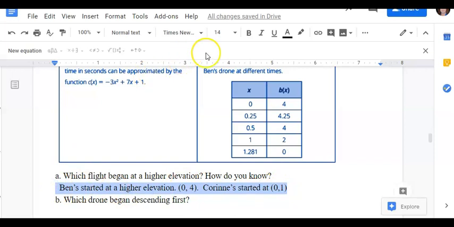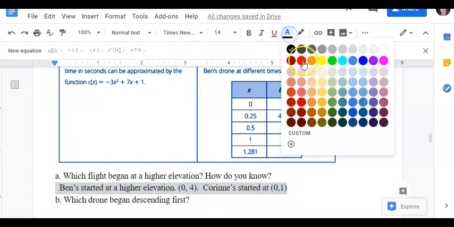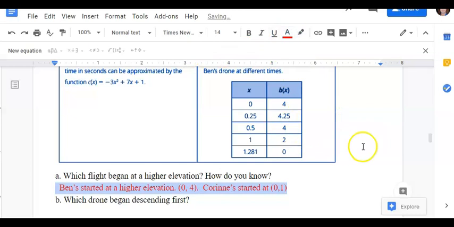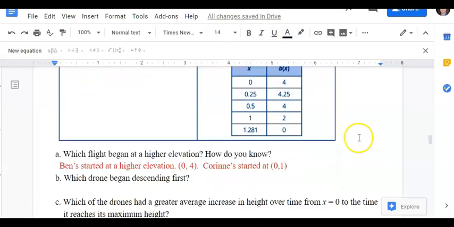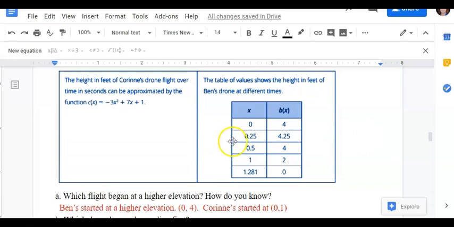All right, so I'll put some red on that so it'll stick out. Which drone began descending first? This one I don't know. Let's look at Ben's. Ben went up to 4.5 and 4.25 and then right down again, so it starts descending after 0.25. I can't see if that's true with Corinne's because I don't have a graph.